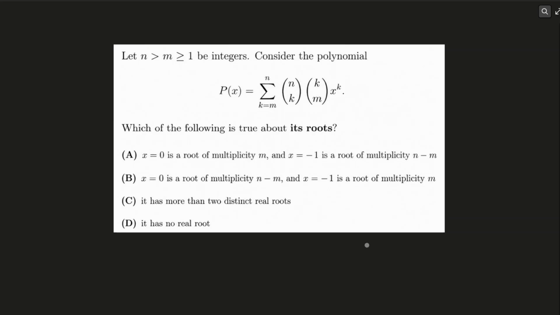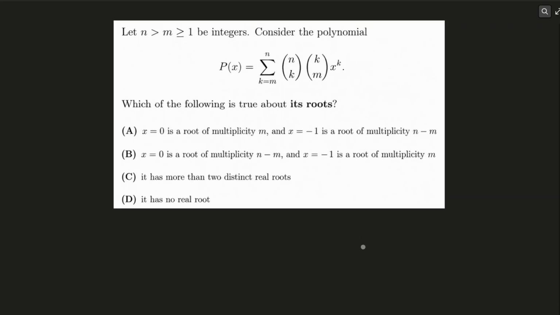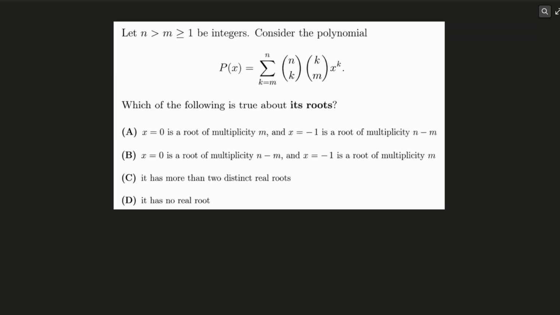Hello everyone and welcome to a new video wherein I've got a problem from polynomials and a bit of binomial coefficients properties. So it's a very beautiful question with a very good solution. Make sure you give it a try before looking at my solution. Without further ado, let's begin.